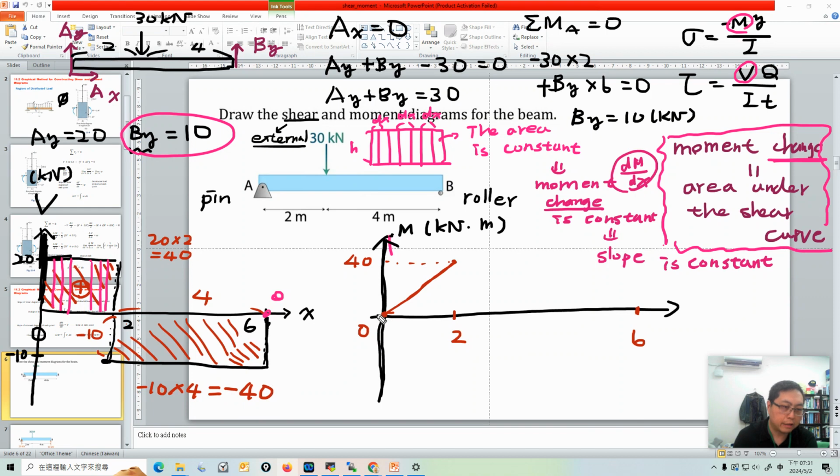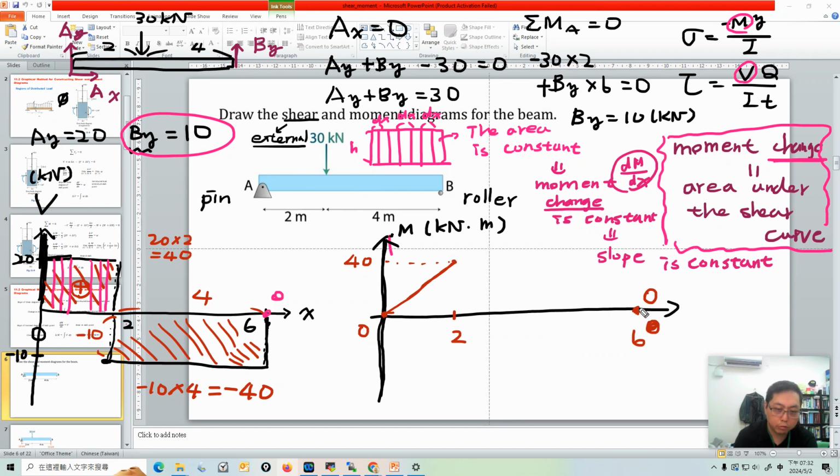Let's look at the moment at the position x equal 2. At x equal 2, the moment is 40. And between 2 and 6, the change of moment is minus 40. That means from 2 to 6, the moment will change from 40 to 40 minus 40, so it will become 0. So from 2 to 6, the moment goes from 40 to 0.